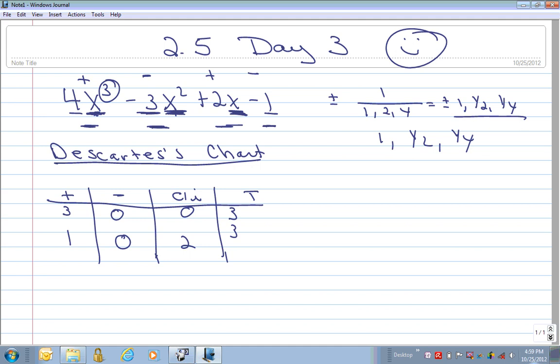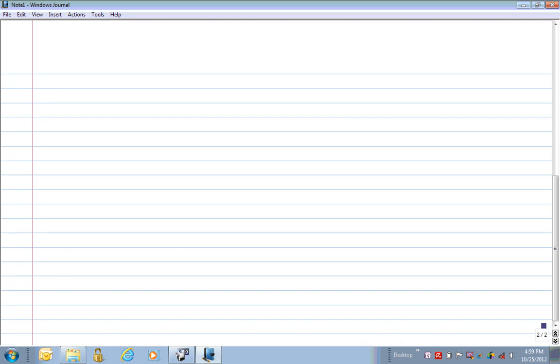All right, let's try one more Descartes chart. Let's try this function. We have 3x cubed plus 2x squared plus x plus 3. Let's take a look at our p's and q's. So it's our positive and negative factors of 3, which would be 1 and 3, over the positive and negative factors of 3, which is 1 and 3.